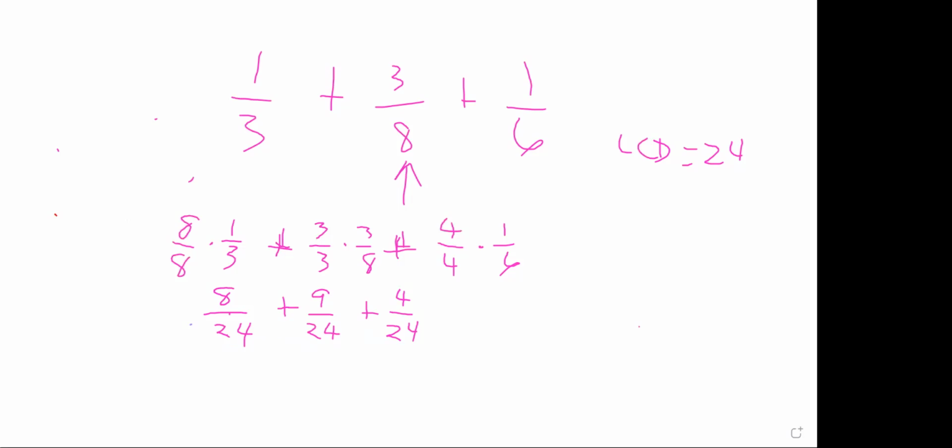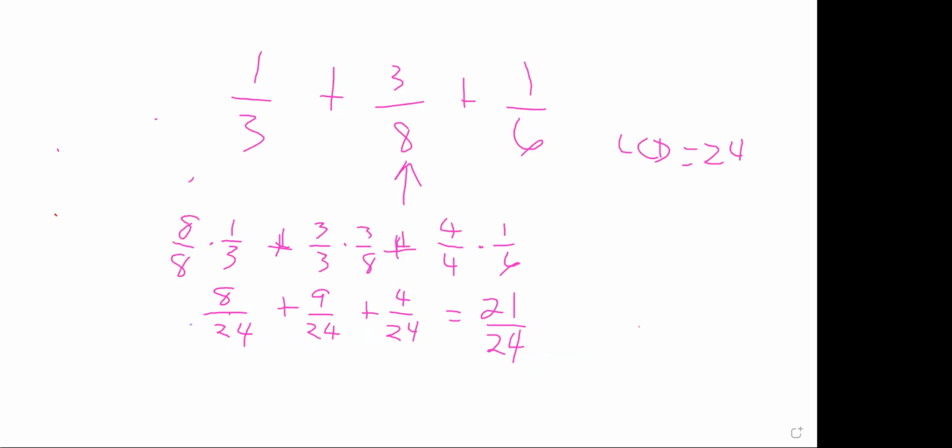So you only add the tops. Yes, there are three fractions, but just add them. 8 plus 9 is 17, plus 4 is 21 over 24. Now, is it possible to reduce this fraction?